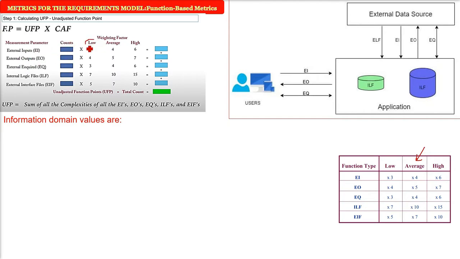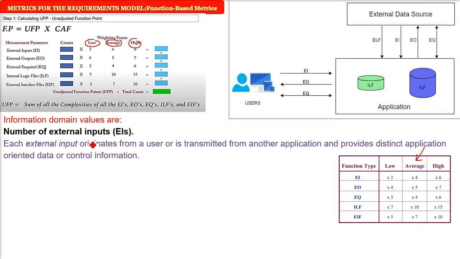And then if you just want to do it for low or average or high, you just have to multiply these 2 rows. First, the counts you are going to give, and the row, any of these 3: low, average, high. So what are these first? Information domain values, measurement parameters. First is the application, and the user is interacting with the application, and there can be some external data source. So the number of external inputs: each external input originates from the user or is transmitted from another application. Inputs are often used to update the ILF, which are inside here, internal logical files.